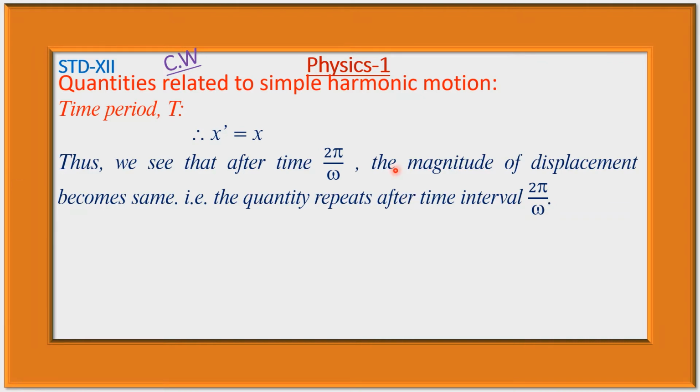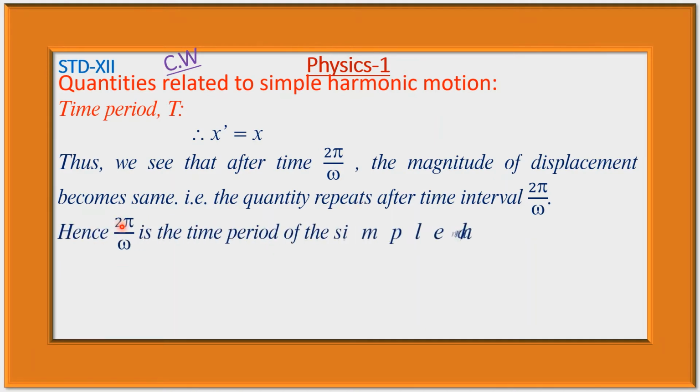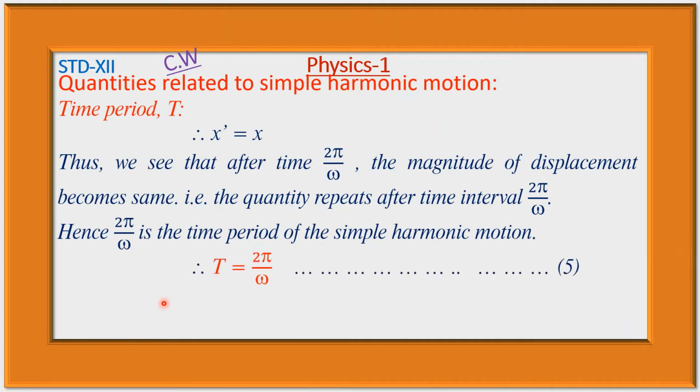That is, after 2π/ω time, the displacement will be the same. Again after 2π/ω time, the displacement will be the same. Hence 2π/ω is the time period of the simple harmonic motion. Therefore we can write the time period T = 2π/ω.